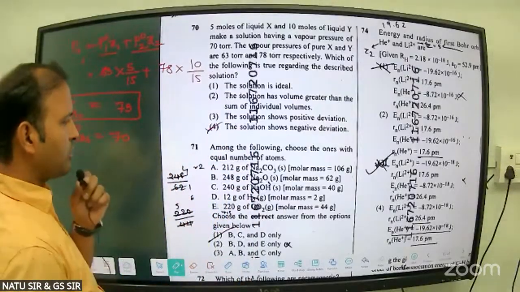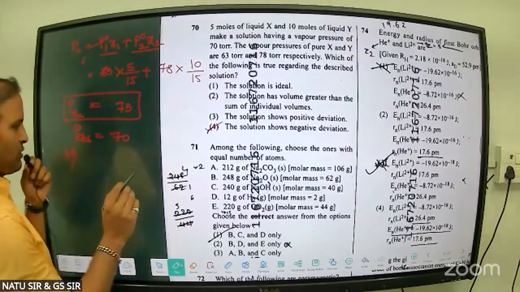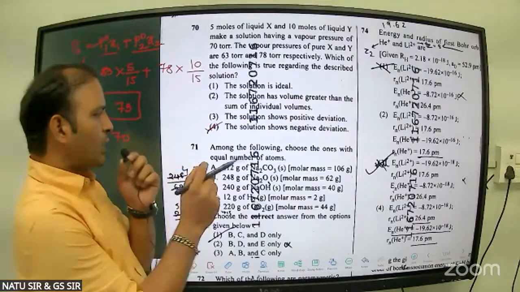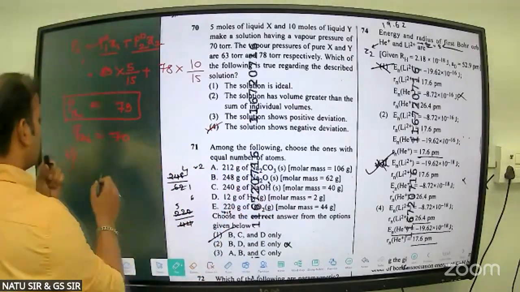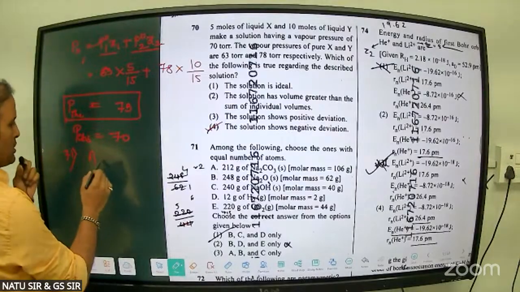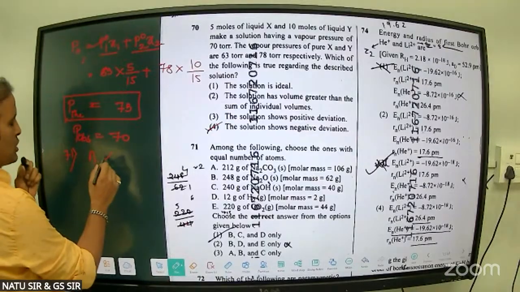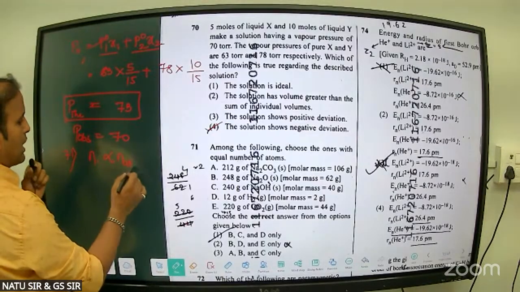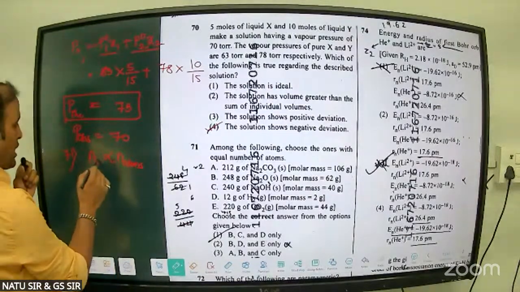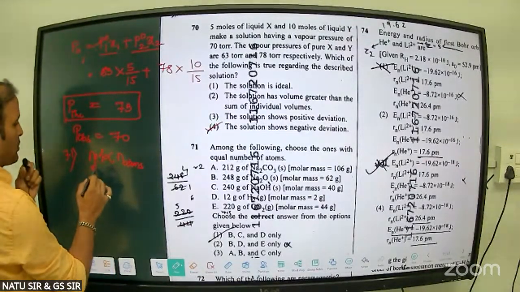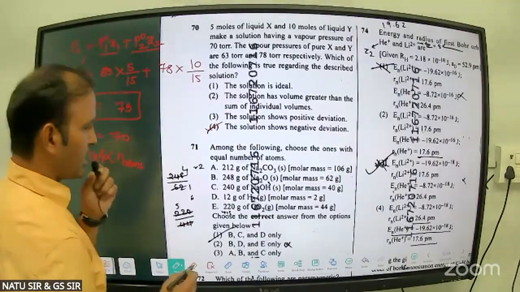Then if we talk about question number 71, simply I will say that instead of calculating the atoms for each one, first find the moles, because the number of atoms is directly proportional to the number of moles of atoms. So find the number of moles of everything.